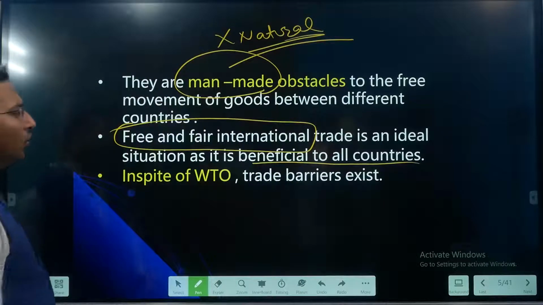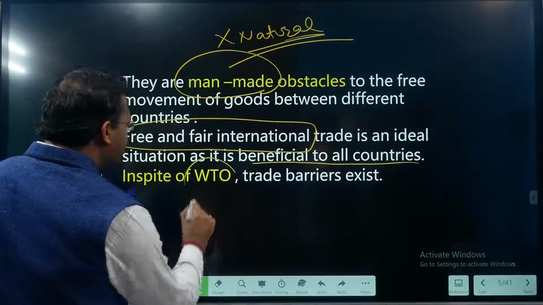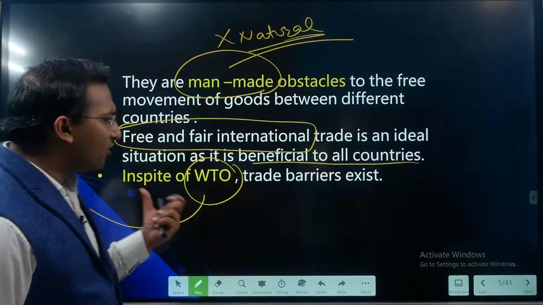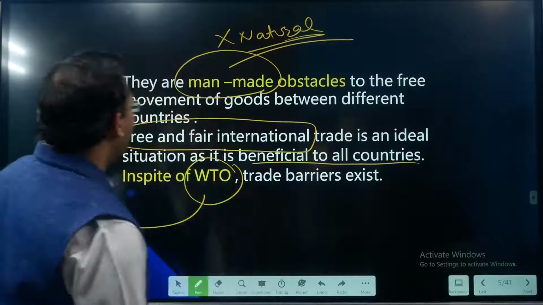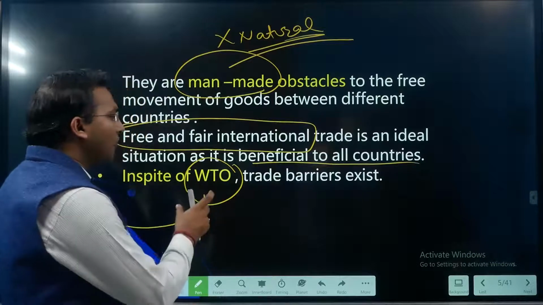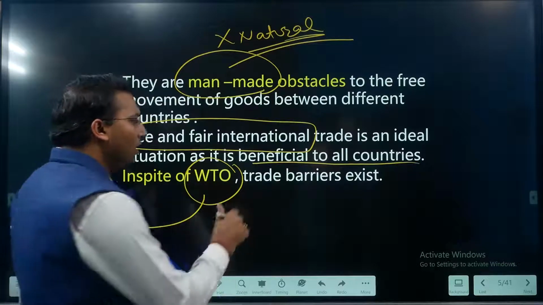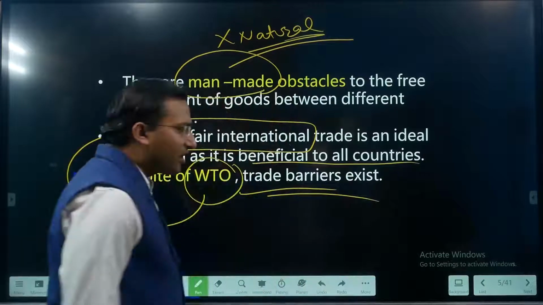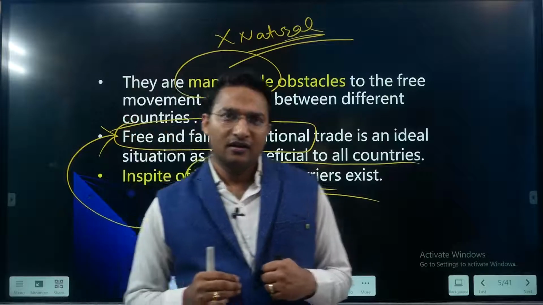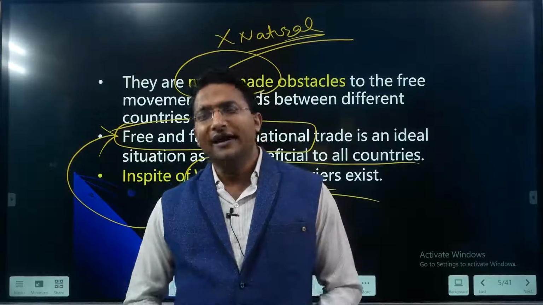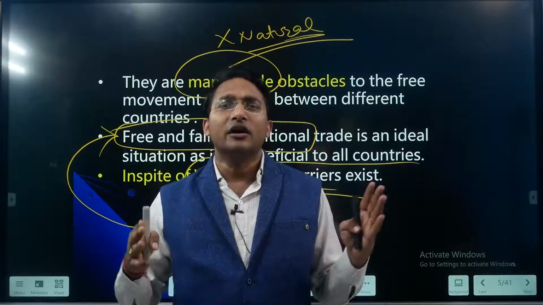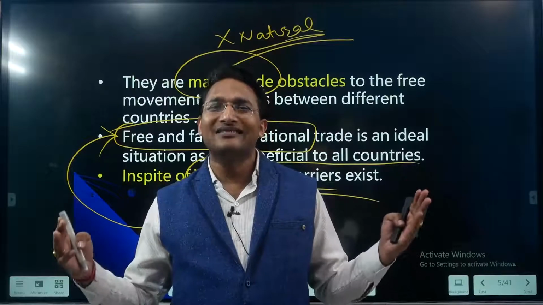In spite of WTO, trade barriers exist. WTO stands for the World Trade Organization, and one of its agendas is to promote free and fair international trade. But despite the existence of WTO, the trade barriers exist. These trade barriers basically allow the individual country's interest to be protected, right? So the national interest prevails over the international interest.